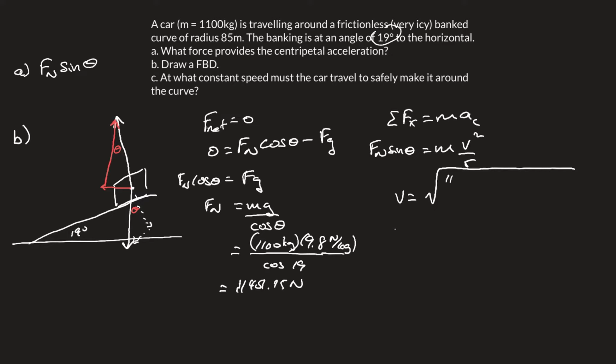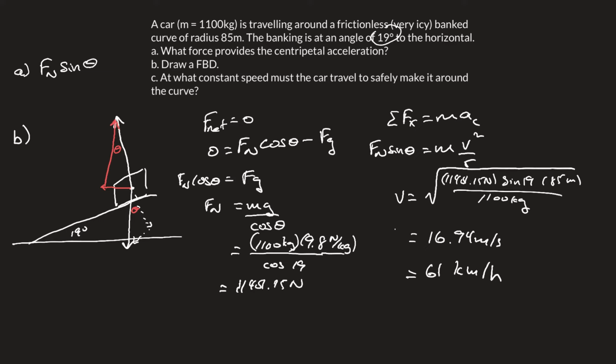And that's equal to our Fn, 11,401.15 newtons, times sine 19, times 85 meters, divided by 1,100 kilograms. And when you take the square root of all of that, you're left with 16.94 meters per second. However, because we're talking about a car, it might make more sense to round and convert this to 61 kilometers per hour.